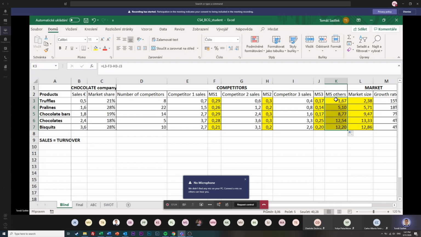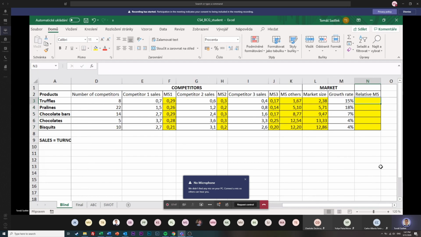Perfect. Then the last part, what's missing: we have to know the relative market share of all these products to the rest of the market. So how is the relative market share? This is the market share divided by the biggest competitor. So the relative market share is divided by the biggest competitor.